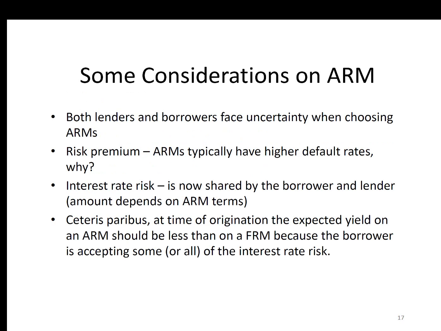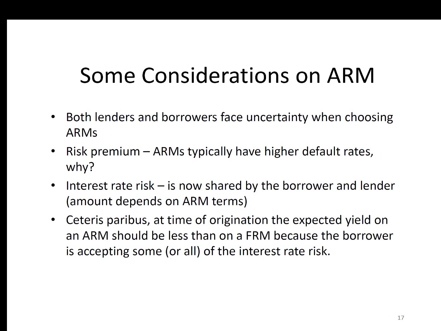There are some considerations on adjustable rate mortgages. Both lenders and borrowers face uncertainty when they choose an adjustable rate mortgage, because the interest rate for this loan will change with the market interest rate. There is uncertainty in the market interest rate, so there is uncertainty on the rate for the adjustable rate mortgage.